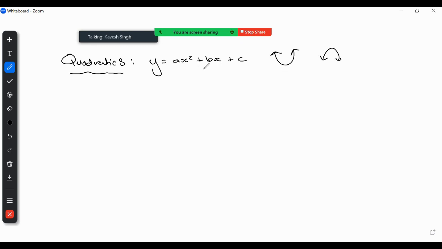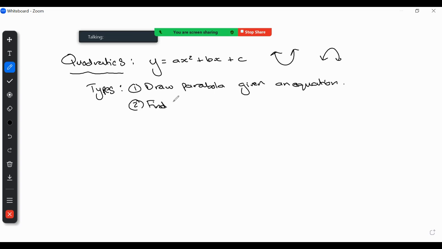So, looking at types of questions that you can be faced with, you can be asked to draw a parabola given an equation. You can be asked to find the equation given the drawing of a parabola.